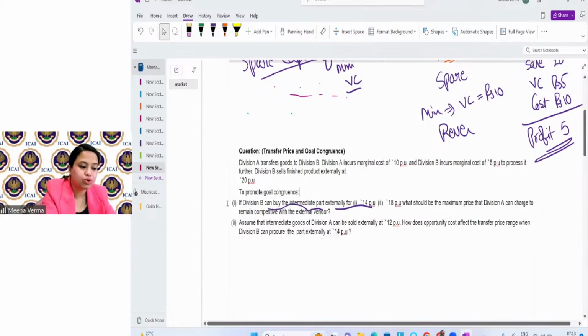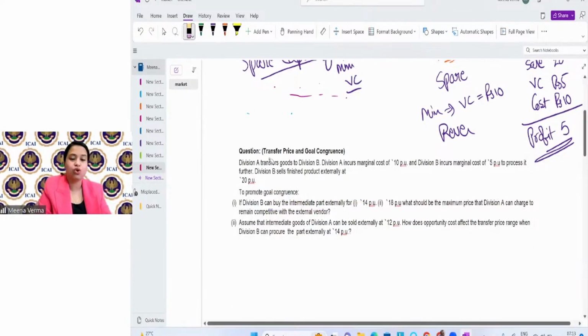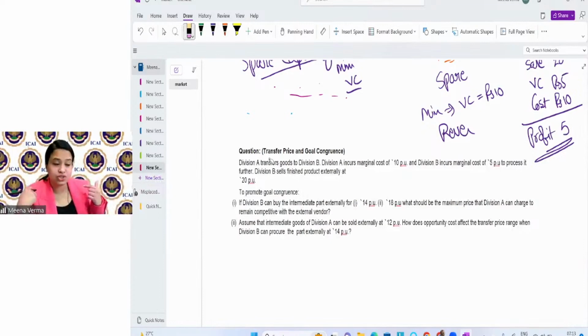Everywhere they want to promote goal congruence. I told you the meaning of goal congruence in the last session. Goal congruence means before maximizing the profitability of your own division, you should see maximum profit for the overall organization. So we will take such decisions which will help the organization to achieve the overall goal. The profitability of the entire organization is the first priority. All right. Achha, let's read the second scenario now.